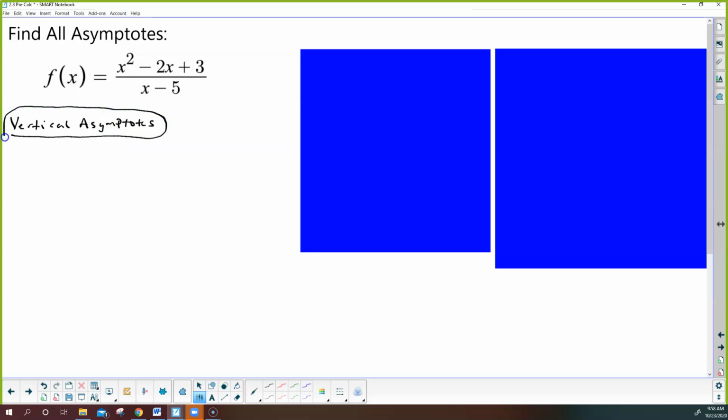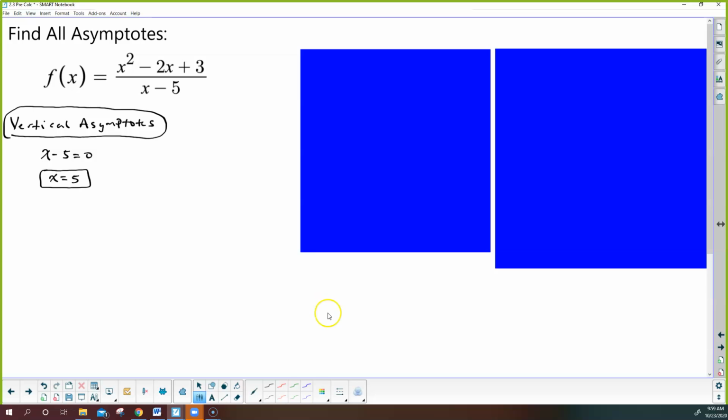Now, there's something really important that we have to do with vertical asymptotes. In years past, vertical asymptotes are what makes the denominator equal to 0. Well, you can see that right away. So I could actually just do this. And I believe for this problem, we're going to be okay. Set the denominator equal to 0, and x equals 5. There's my vertical asymptote.